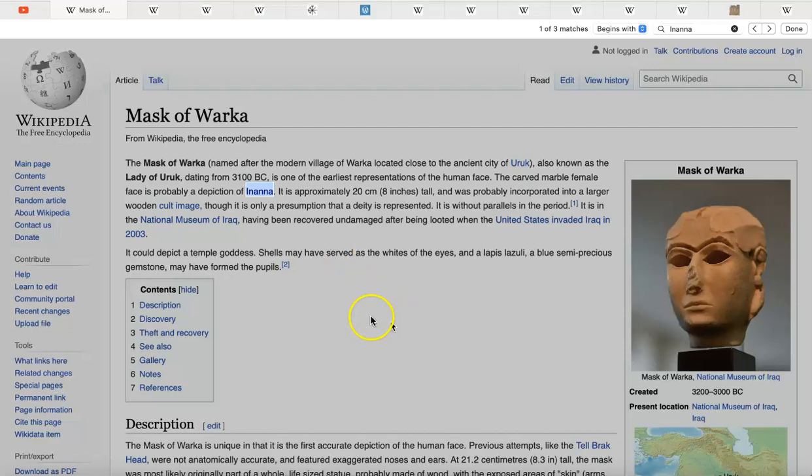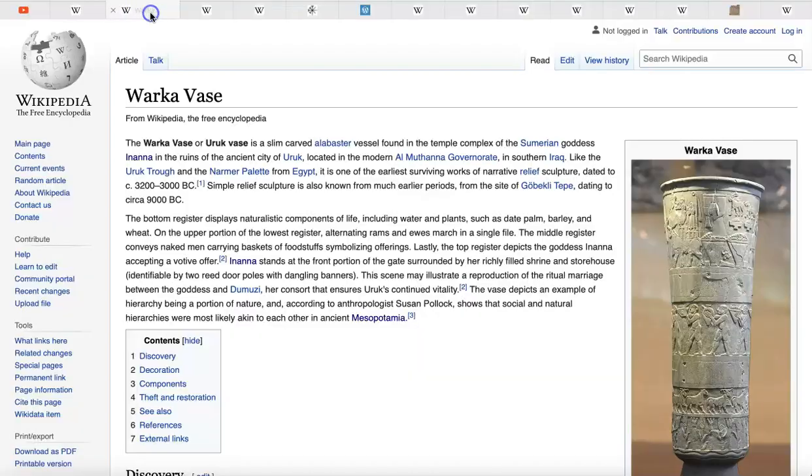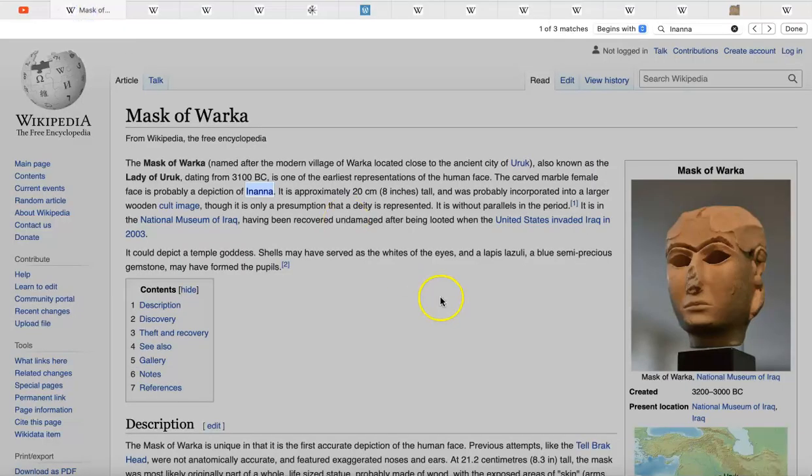We're looking at Inanna, presumably. Okay. Here, we're pretty sure it's Inanna. Here, we're not so sure, but what else could it be? Okay. It is without parallels in this period.